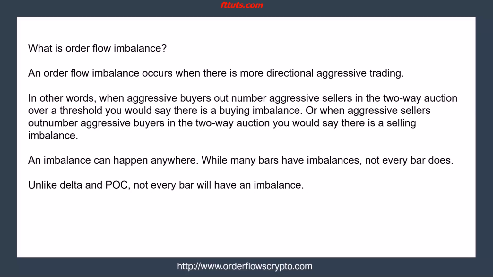Now, an imbalance can happen anywhere in the footprint chart. And while many bars have imbalances, not every bar does. That's different from every bar having a delta and a POC, right? Not every bar may have an imbalance. Now, you may get bars that have both buying and selling imbalances, okay? That's not out of the ordinary, okay?